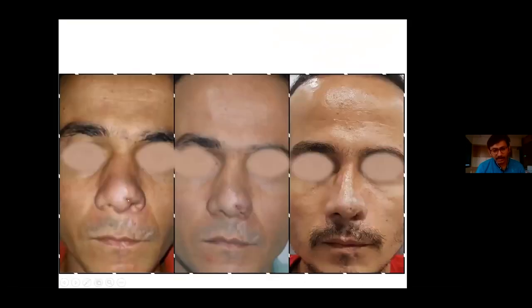And as you can see here, this was the original margin, and we could at least get a 3 millimeter margin. And after this one step, we took him for a rhinoplasty surgery after 6 months, and we could reach from here to here.